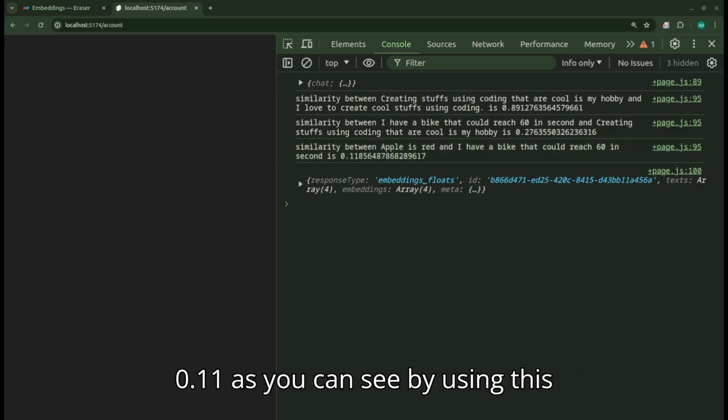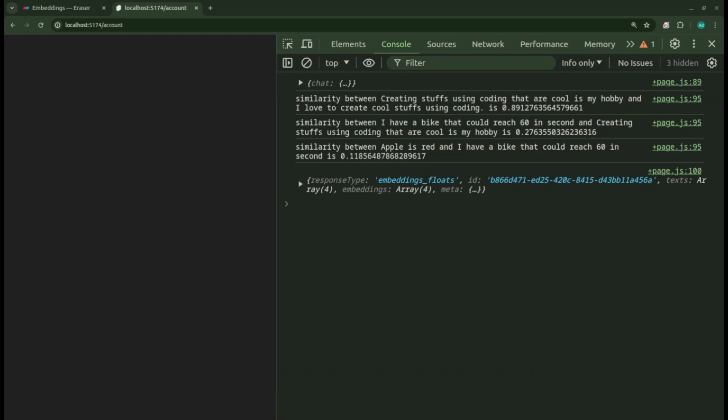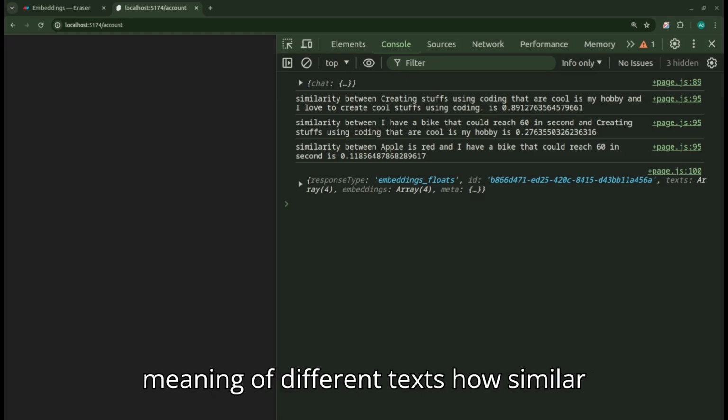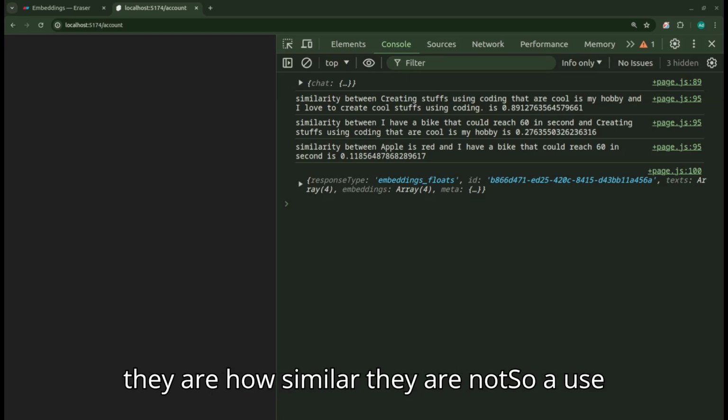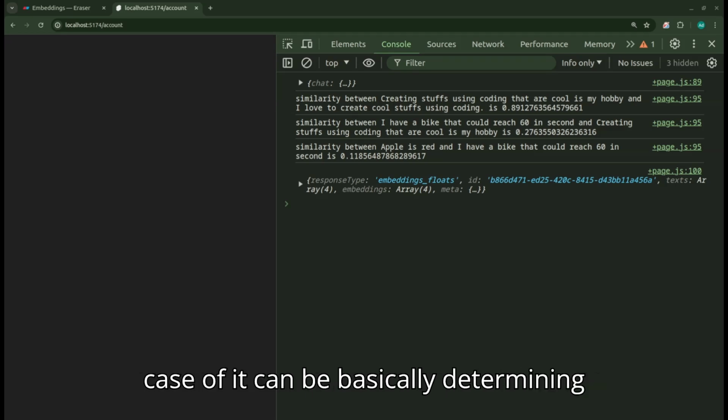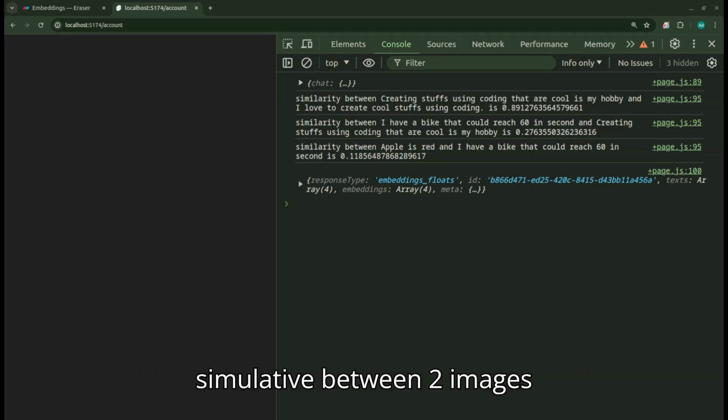So as you can see, by using this we can arrange different text, we can basically classify different text, or with the help of embedding we can know the meaning of different text, how similar they are and how dissimilar they are. A use case of it can be determining similarity between 2 images.